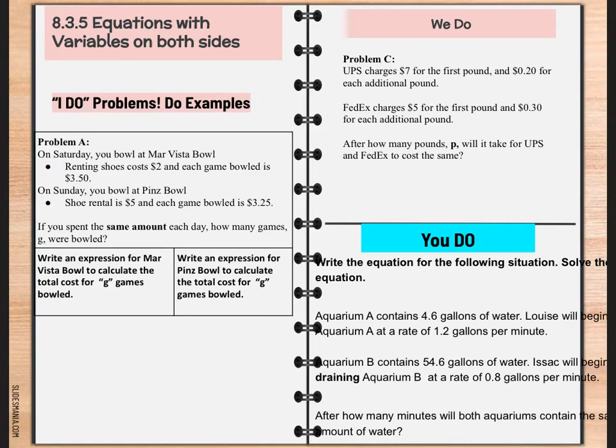Greetings, Patriots. We are now going to work on Lesson 8.3.6, Unit 3, Lesson 6, where we're looking at variables on both sides. Your focus is to read a problem, come up with the expressions on both sides, and then solve the equation. So please make sure you take time to organize yourself.